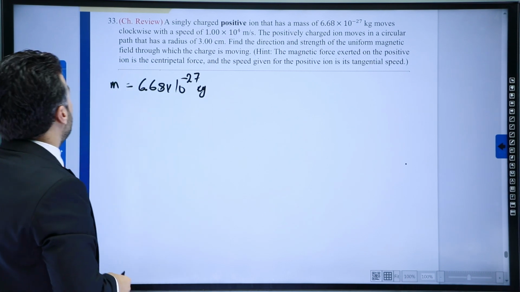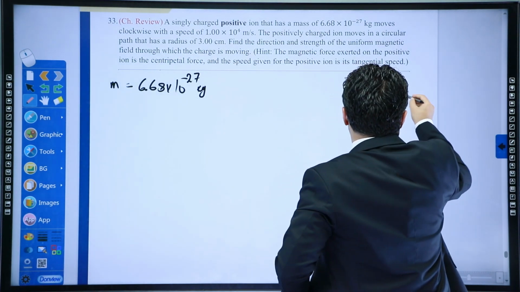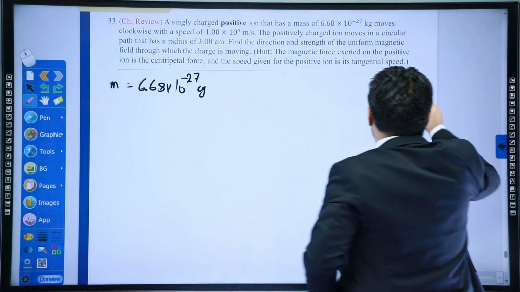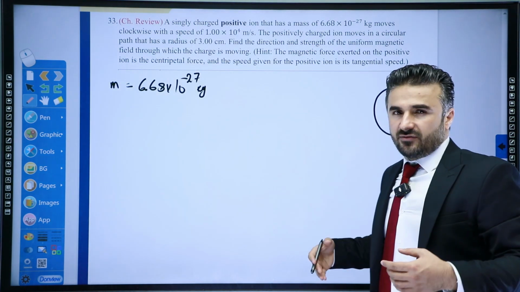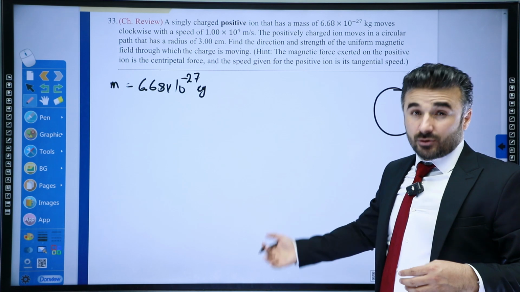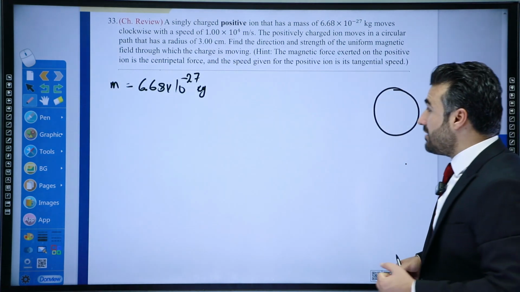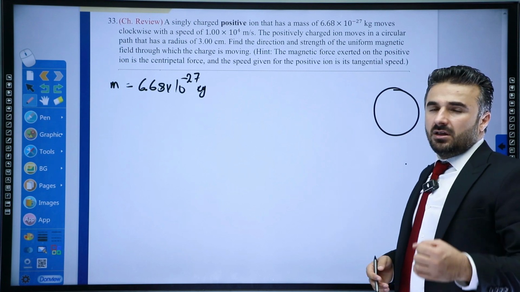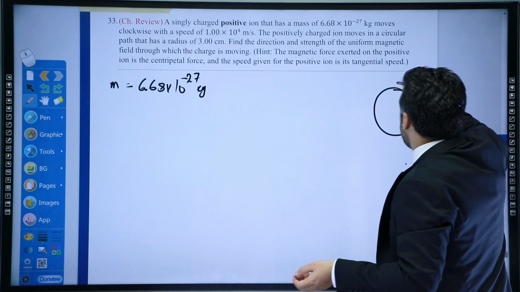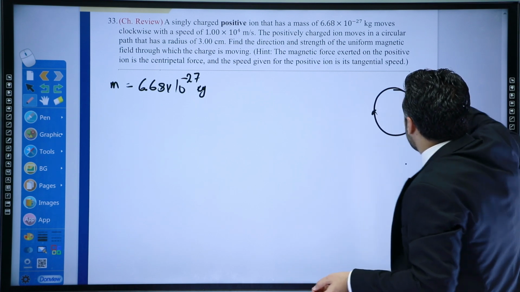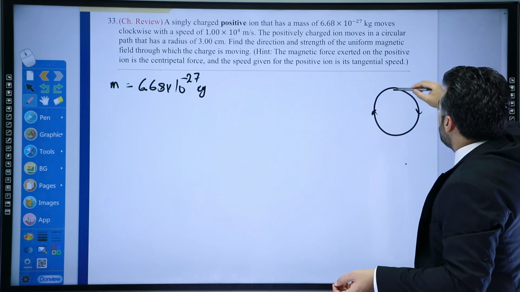That is one. It moves clockwise. So we have a positive charge, and this positive charge is moving clockwise. Remember we told you, whenever it tells you a positive charge, a negative charge, a proton, or an electron moving clockwise or counterclockwise, you simply have the magnetic force and the direction of the motion as well. So if it moves clockwise, this is clockwise, 12, 3, 6, 9, whatever. So it moves clockwise.